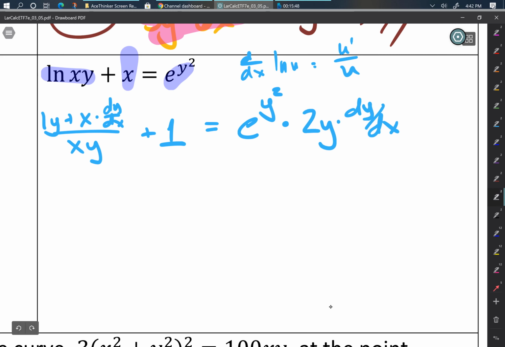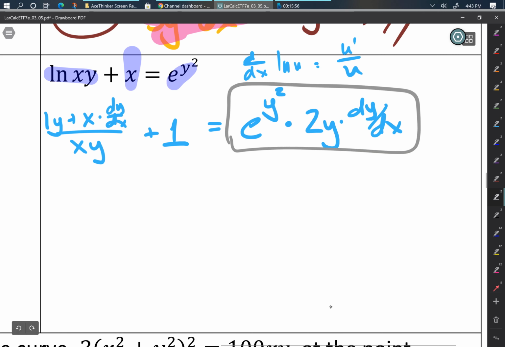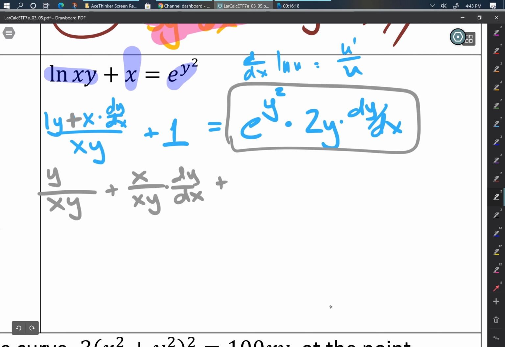Wow, okay. Looks like the right-hand side is just one term that's got a dy/dx in it. The left-hand side is actually 3 terms because of this addition symbol right here. Because I'm going to have to rip that fraction apart to make it make sense. Right. So I'm going to go ahead and do that. When I rip that fraction apart, I'm going to get y over xy plus x over xy times dy/dx plus 1 is equal to 2y e to the y squared times dy/dx.